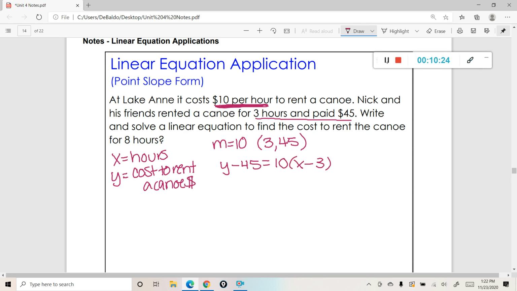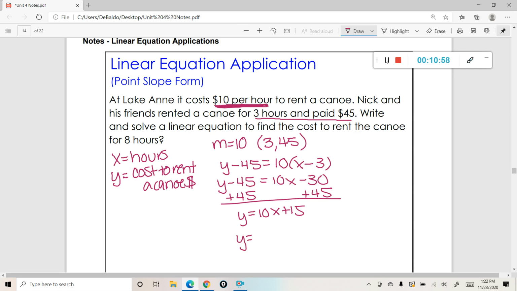And of course, let's go ahead and put that into slope-intercept form. y minus 45 is equal to 10x minus 30. I'm just simplifying this down to put it into my slope-intercept form. y equals 10x plus 15. Okay, so now that we have this equation all set up, we can answer the question. It says here, write and solve a linear equation to find the cost to rent the canoe for 8 hours. Well, we know that x represents hours, so let's go ahead and substitute 8 in for our x. We can use the equation to determine how much we're going to end up spending. So y equals 80 plus 15, and that'll simplify down to y is equal to 95. And we're talking in terms of money because y represents the cost to rent the canoe.